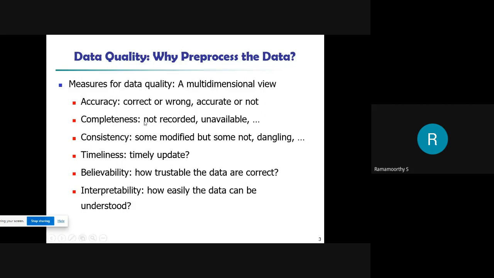So completeness, believability, then interpretability.